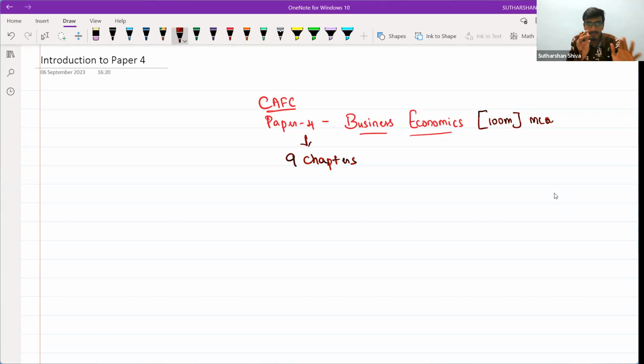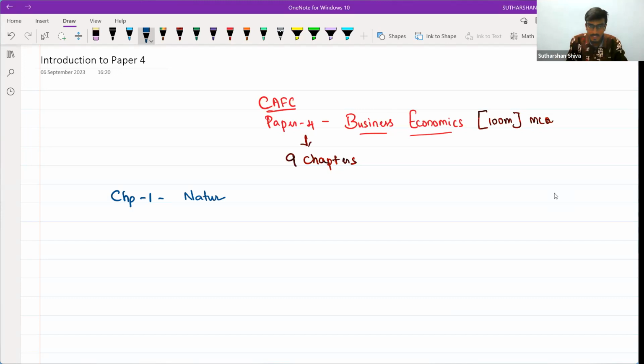Whatever you have studied in 11th and 12th, you are going to do in the business economics paper with more conceptual clarity along with more real-life examples. I'm just giving a very simple meaning of what is in paper 4. That's a simple thing I'm going to explain to you. The first chapter in our syllabus is nature and scope of business economics.